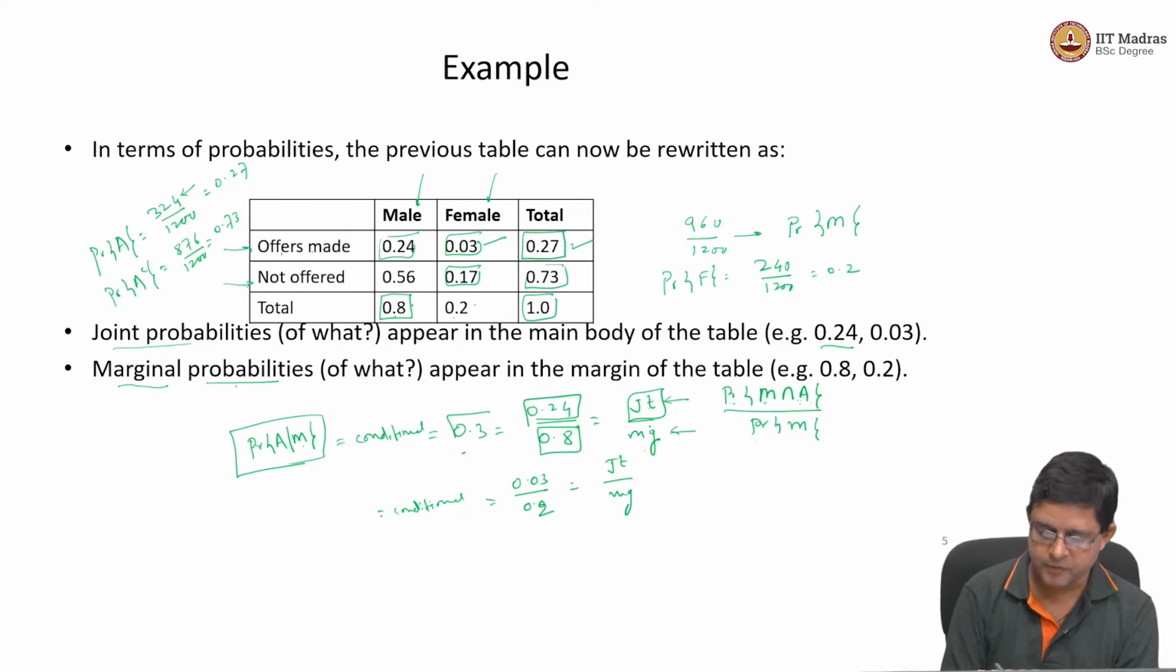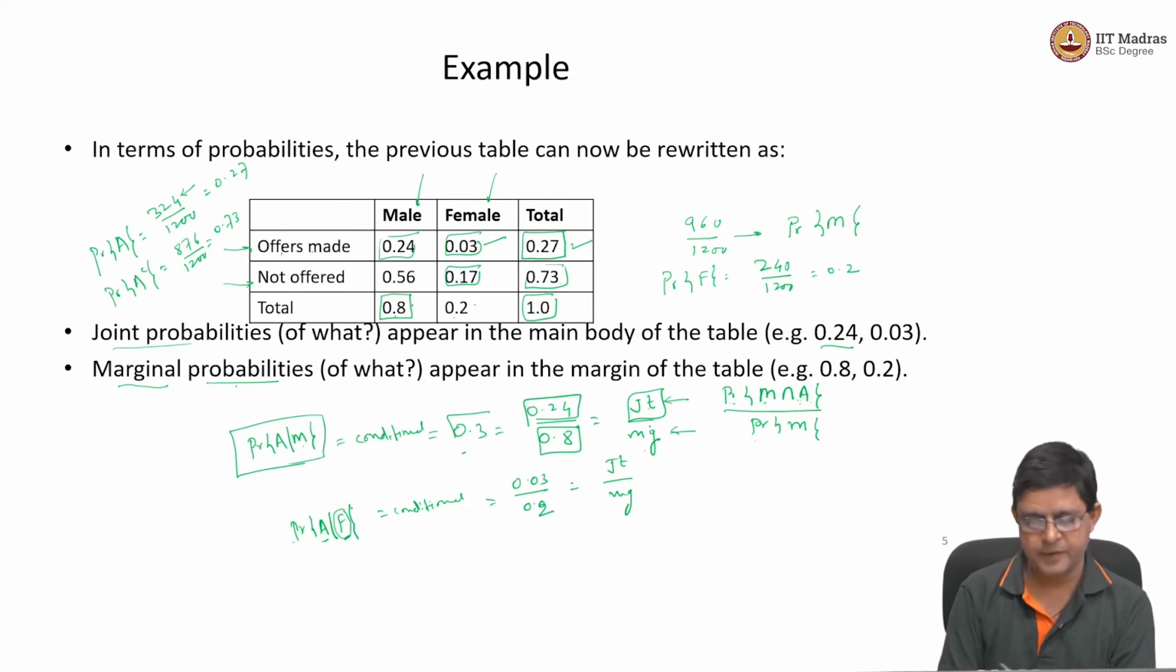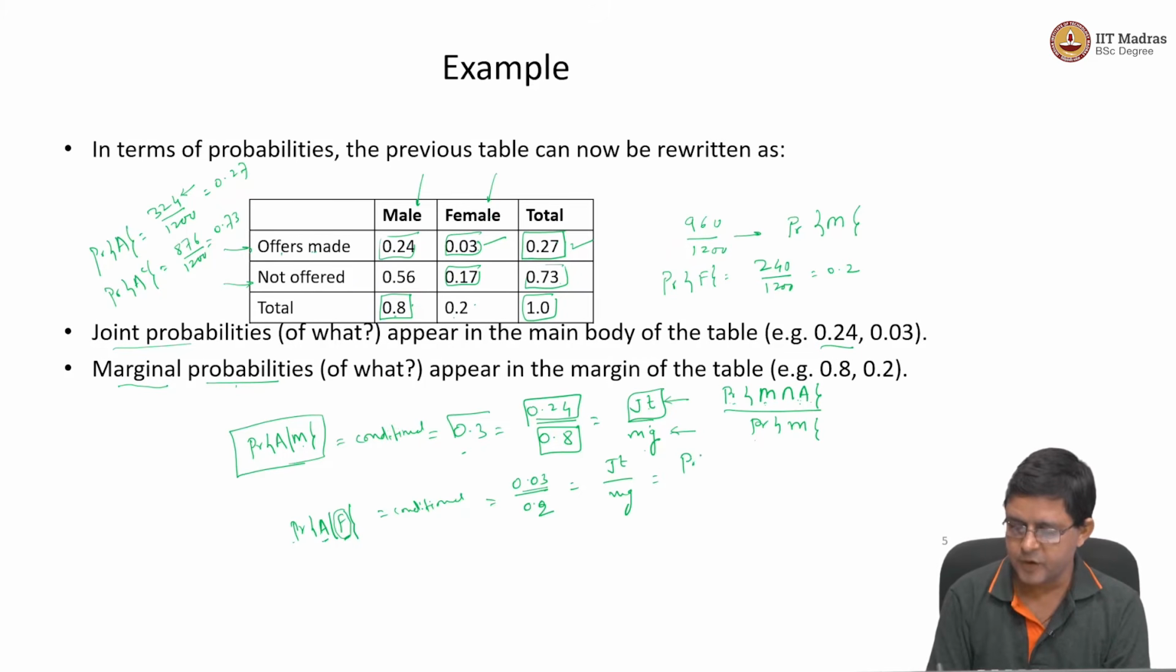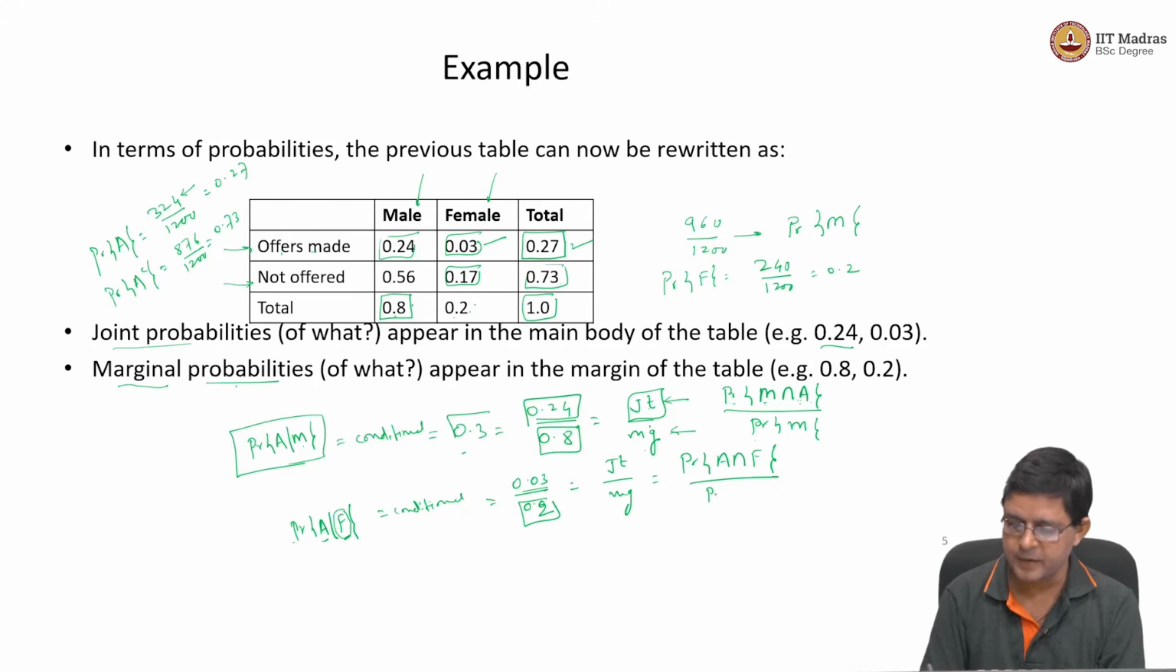What will this probability be? This probability will be probability of A given F, right. Given the fact that the candidate is female, what is the probability of event A happening? What is the probability of event A given that event F has already happened? So this is the joint probability of admissions being offered and the candidate being a female candidate. What is this 0.2? 0.2 is the marginal probability that the candidate is a female candidate.